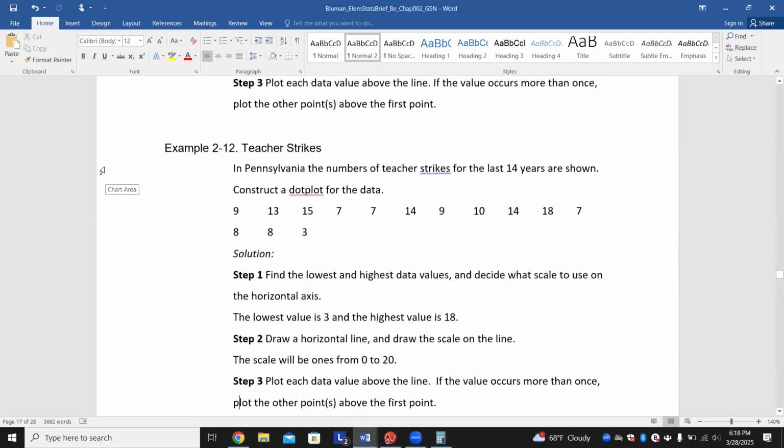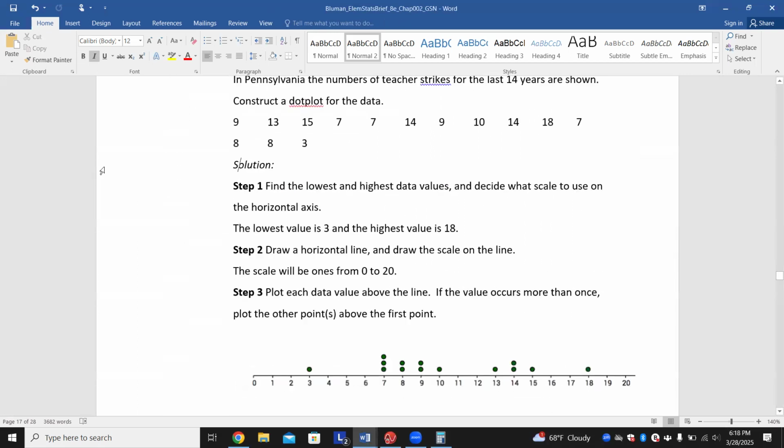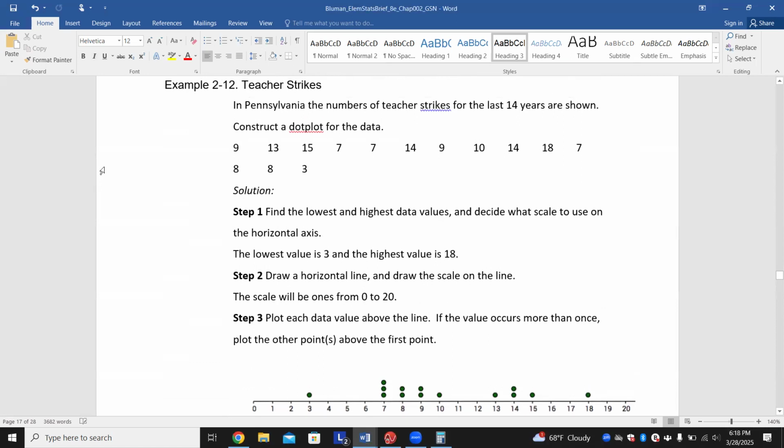So in example 12, we're going to talk about teacher strikes. In Pennsylvania, the number of teacher strikes for the last 14 years are shown, and we're going to construct a dot plot for this data. So we see all of our data, so we want to identify the lowest and highest values. I see that the lowest is 3, and it looks like 18 is the highest. So now we want to determine what our scale wants to be.